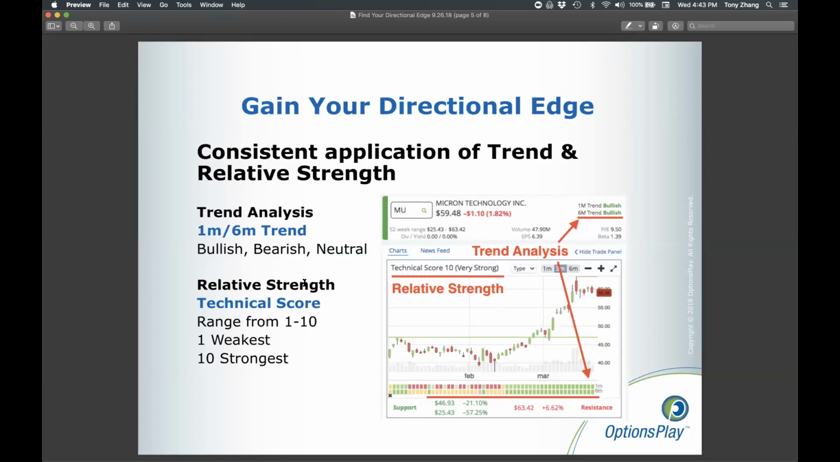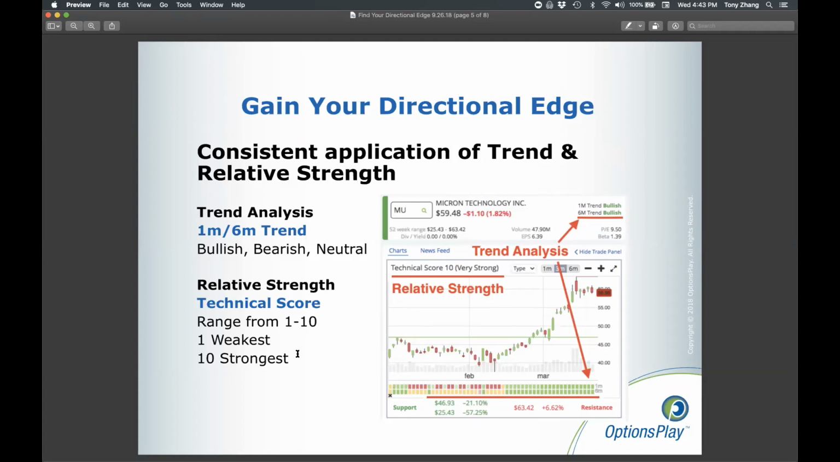Second of all, for relative strength, we calculate for you a technical score. This ranges from 1 to 10. 1 are the weakest stocks in the market, 10 are the strongest stocks in the market. This really allows you to quantify how strong a stock is compared to the overall market. So between these 2 indicators alone, you're able to interpret both the trend and relative strength in a very easy to digest format. And because we're doing that interpretation for you, you know you're using the same consistent methodology day in and day out.